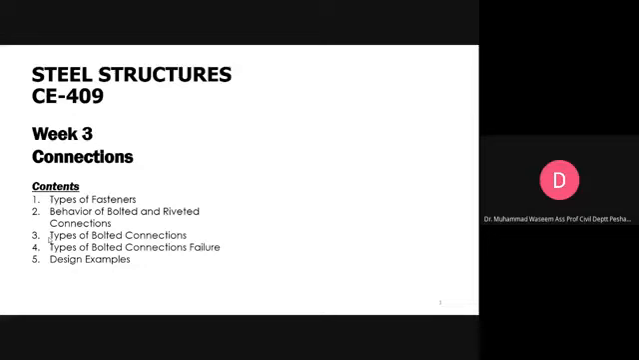Like what are the different types of bolted connections. Mainly you will see that there are 2 types of bolted connections. Please remember it. We call one the bearing type bolted connection, and the other the slip critical bolted connection. So we will go through their details in this class.